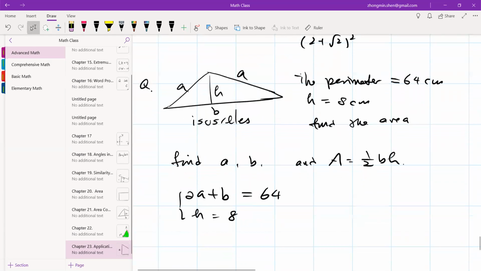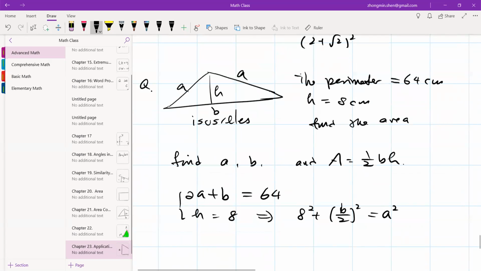But this h gives you the following information: h squared plus half of b squared equals a squared, right? Because by the Pythagorean theorem. So now you have two equations in a and b, and you can determine b. Are you able to solve the equations? Yeah, please try to solve the equations.